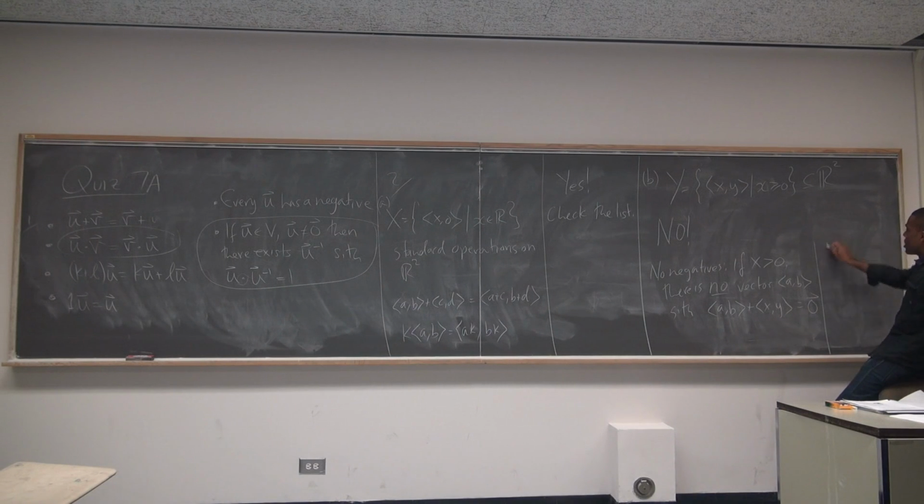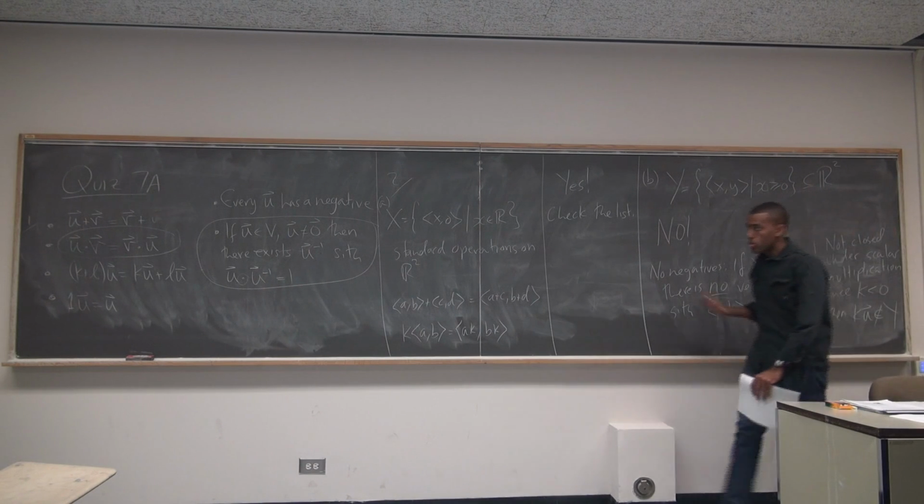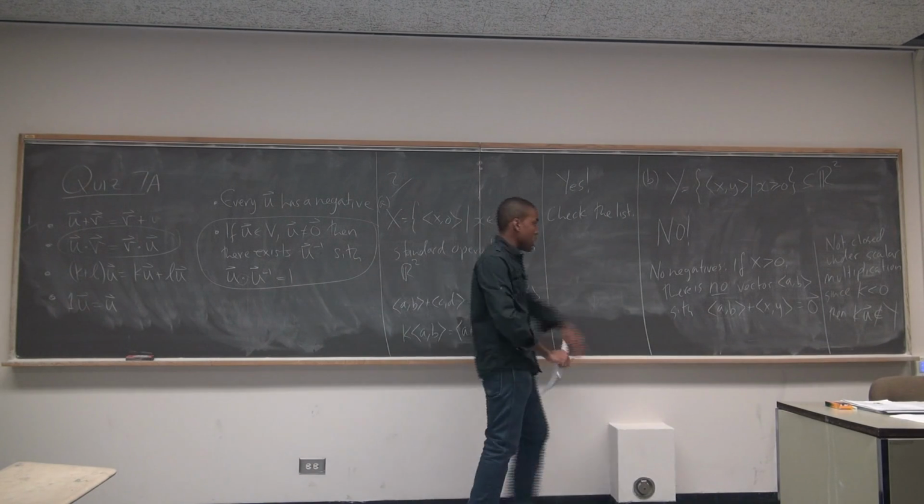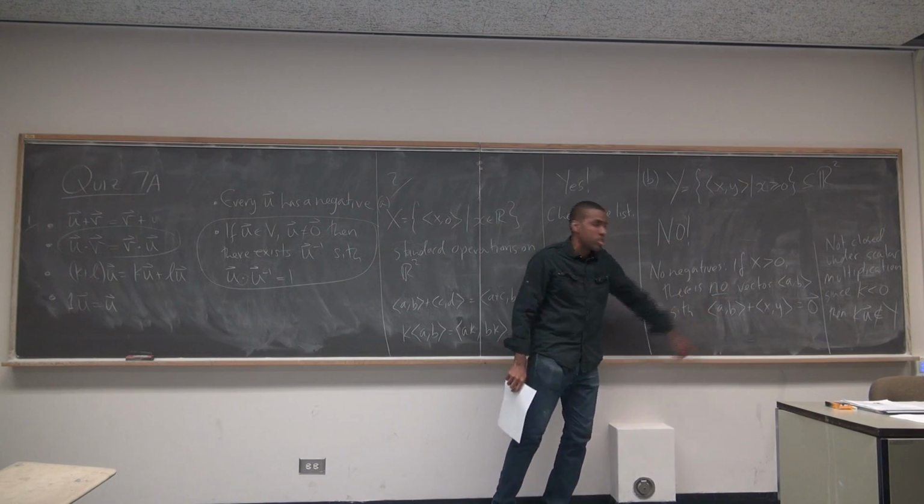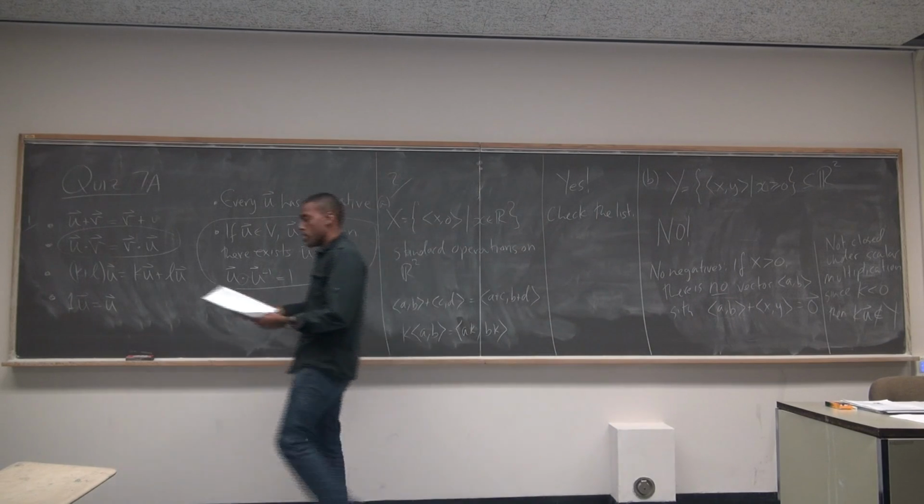Another reason would be that it's not closed under scalar multiplication. If my k is negative, then k times a vector would not be in the set, because that would potentially make my first coordinate negative. So it's not closed under scalar multiplication, and we don't have negatives. There are vectors where I cannot get to 0 by adding another vector. That's bad. I need that in a vector space.